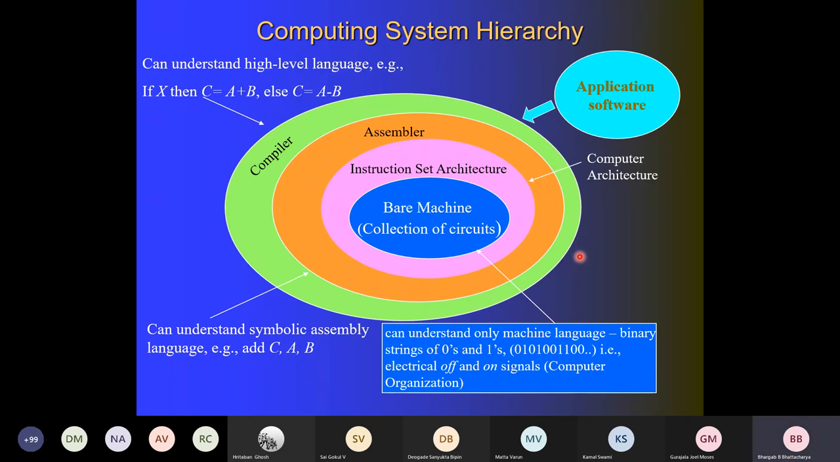So this is the overall computing system hierarchy. At the inner core, you have the bare machine, which is pure hardware, a collection of electrical circuits, and then you are going to envelop the machine with different layers. The innermost layer is the bare machine. The next layer is the instruction set architecture, that means covering the machine with the collection of assembly language instruction set and so on.